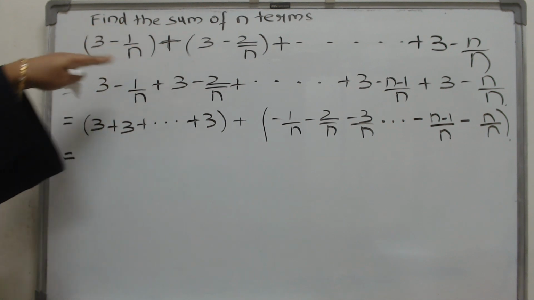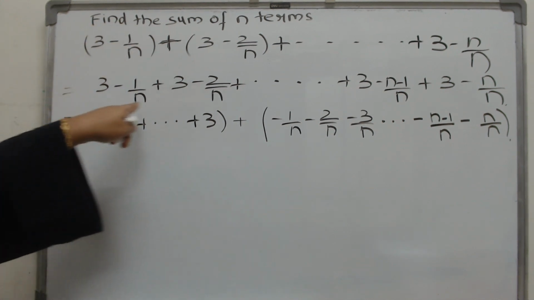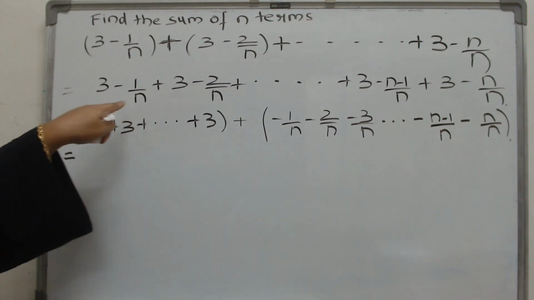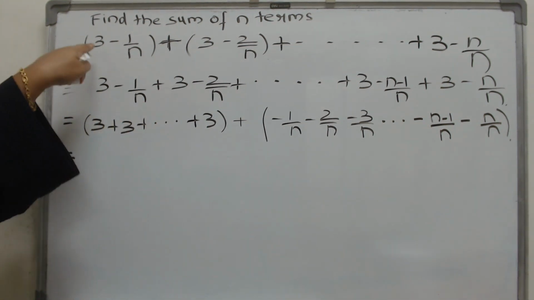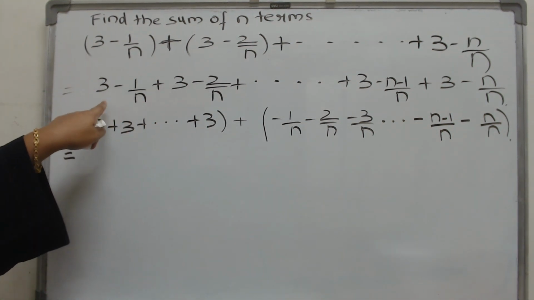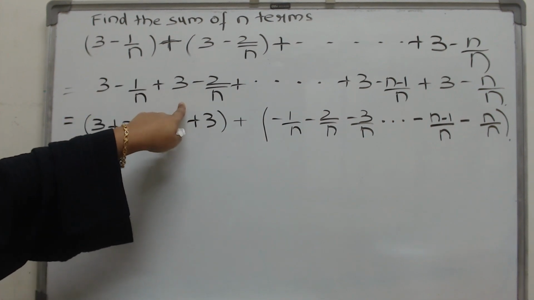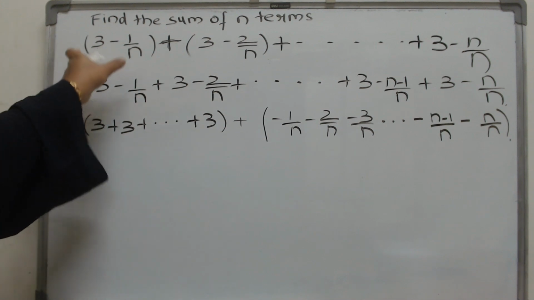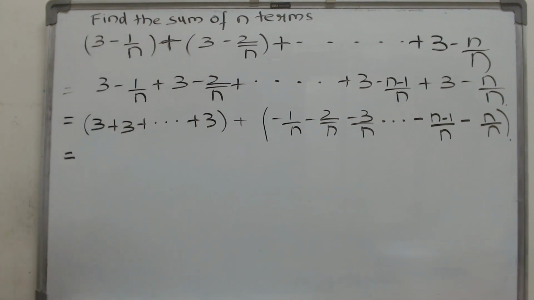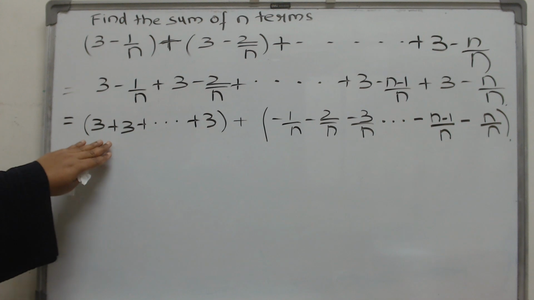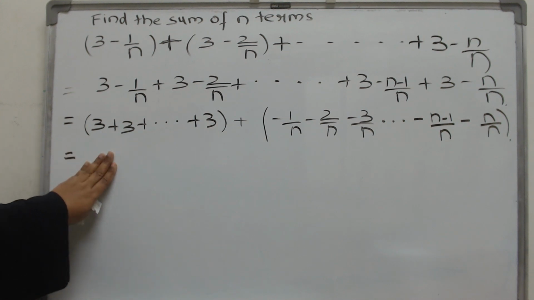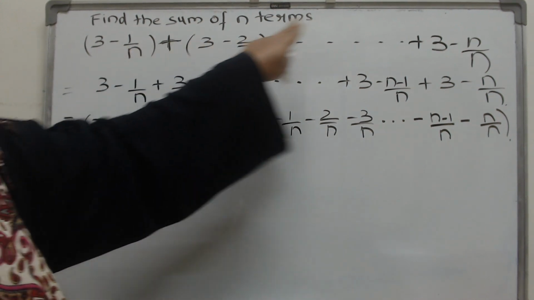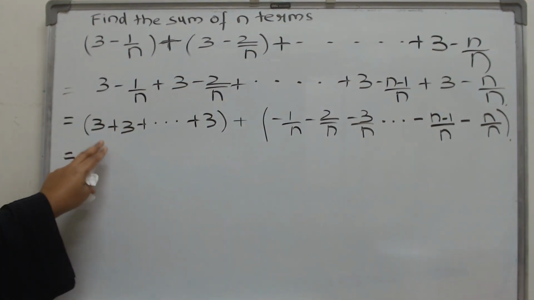Now we have lost all the brackets, and this is how the first n terms of this sequence look. I have written the first two terms and the last two terms. Then you see in each of these sets you have a 3. Bring all the 3s together. How many 3s are there? There are n terms, which means there are n 3s.